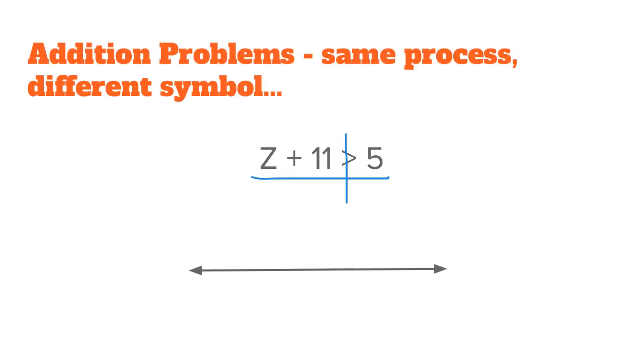So remember, I want to work with the side that has the variable. So I need to get rid of this adding 11. So I'm going to use the inverse. I'm going to subtract 11, but not just from the left. I'm also going to subtract 11 from the right. This creates an additive inverse or zero pair that cancels.